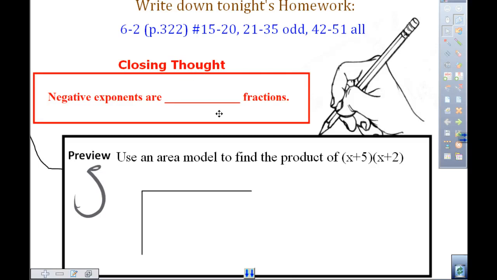Going back to what we did on Monday, negative exponents are what? Positive. Remember, we're talking about small positive numbers. Think of it like a microscope. Very, very small numbers.